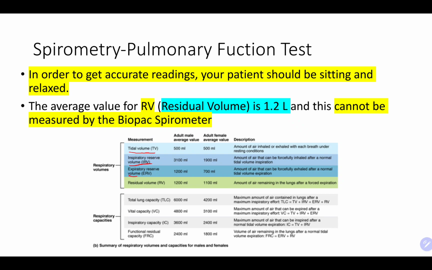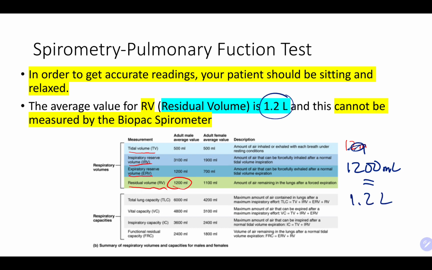Of course, the opposite is the expiratory reserve volume, the amount of air that you can forcefully exhale, push out after a normal expiration. And then we have the residual volume, right? The residual volume is going to be around 1200 mLs. Nonetheless, 1200 mLs equals 1.2 liters. That's why you see it right there.